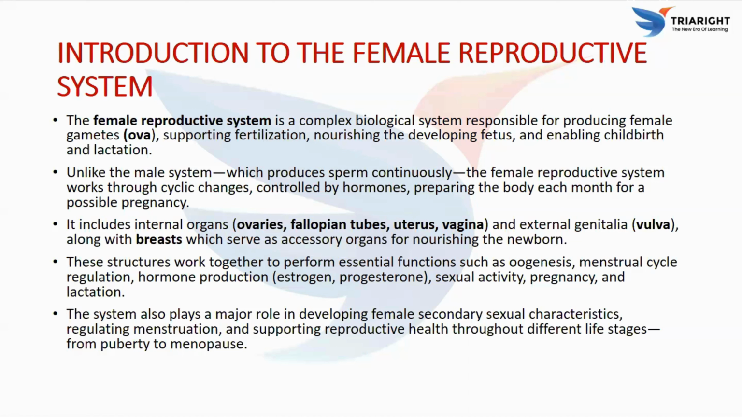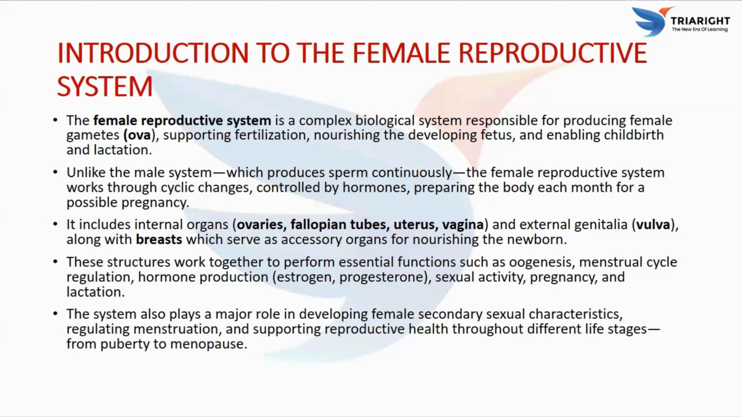The system performs four main jobs. It makes female gametes like eggs or ova. The ovary produces eggs just like the testicles make sperm in males. It also supports fertilization, which is when a sperm meets an egg, usually in the fallopian tube.